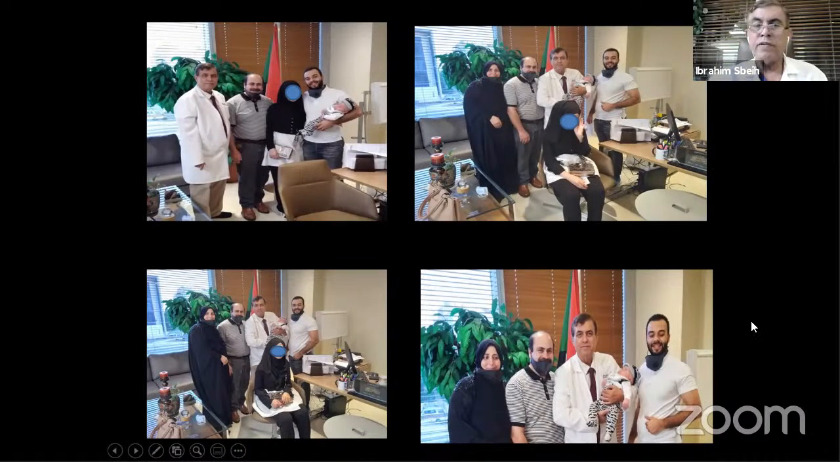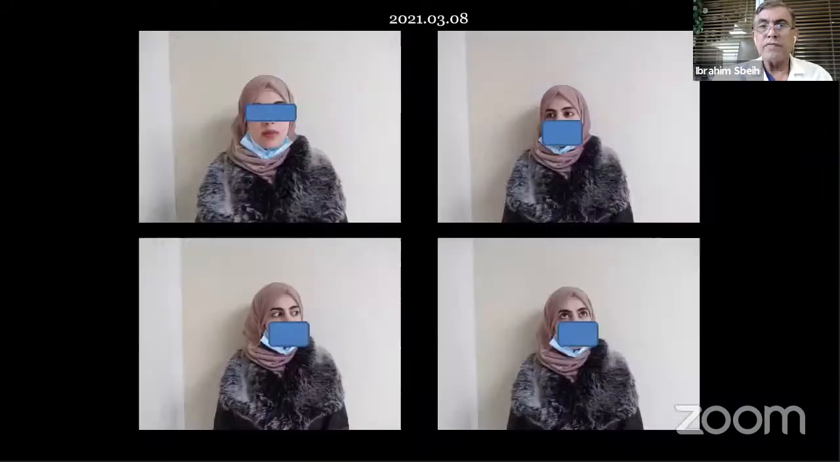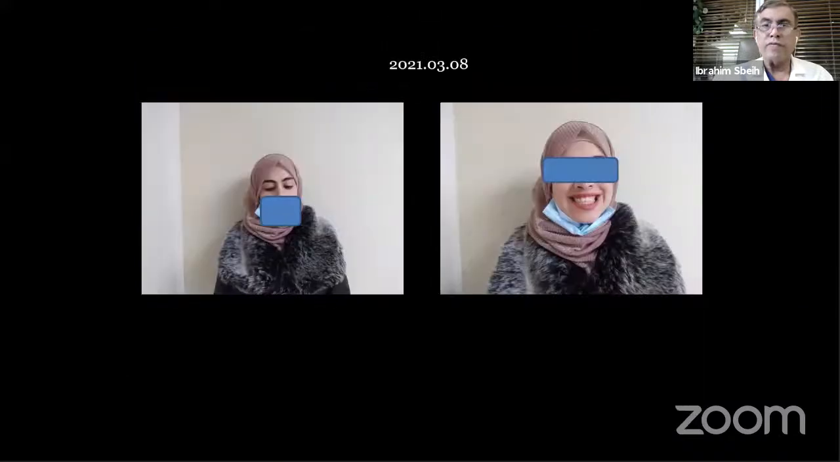I carried the baby as if it was mine. I looked at this girl as if she was my daughter. And I tell you, there's no satisfaction in life more than this. This is her last visit. A beautiful young lady functioning back as a wife, as a mother, and as a daughter for her family. To me, this is the essence of surgery. To me, this is why we are practicing. Thank you.